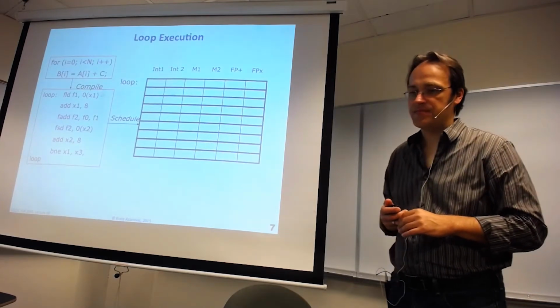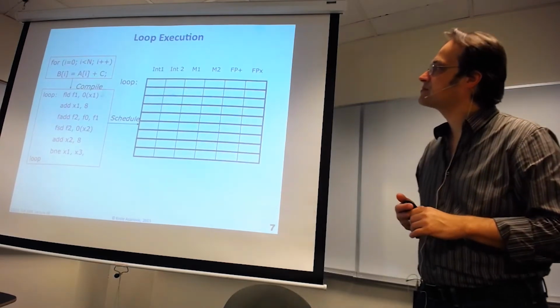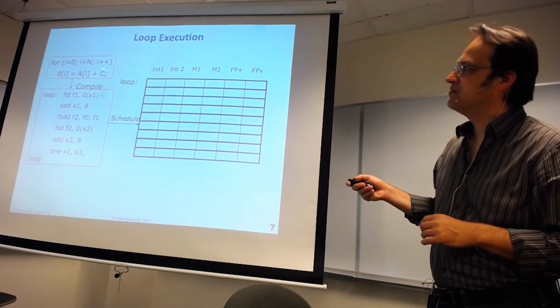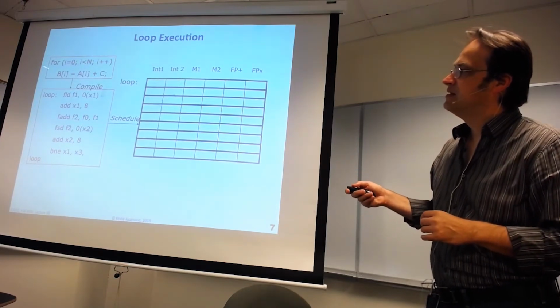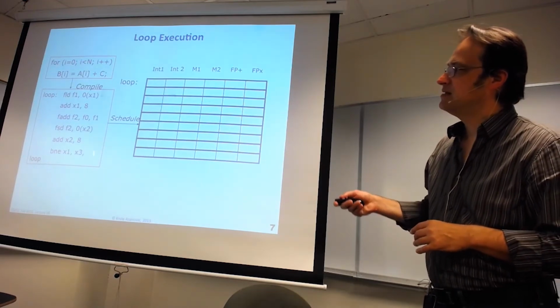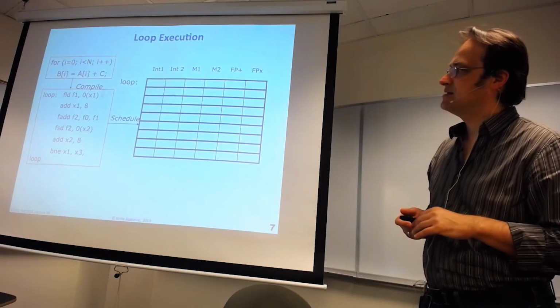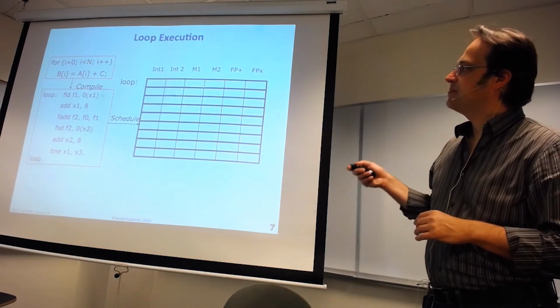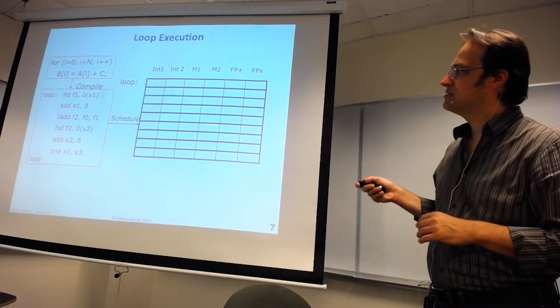So let's look at loop execution. Here's a little vector add loop. We're adding a scalar to a vector to produce another vector. Simple piece of C code. Here's the loop translated into scalar assembly code. And what we're going to do is take these scalar operations and map them into VLIW instruction slots.